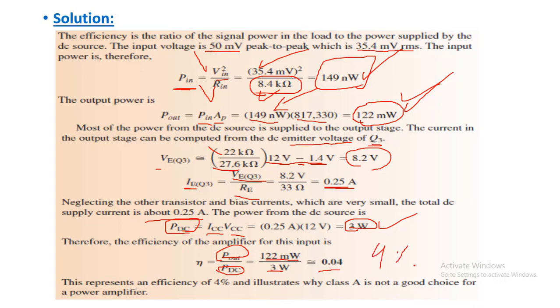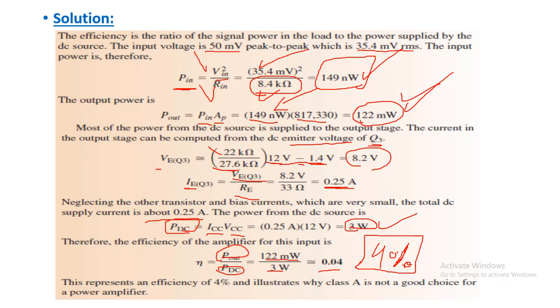So this is why the class A is not a good choice for a power amplifier. When you want to amplify something, the maximum efficiency is required. This is not a good methodology or a good result. You are only getting an efficiency of 4%, which is not a good thing. So it is not encouraged to use a class A amplifier, because it does not provide a high range of efficiency. It only provides a low range of efficiency.